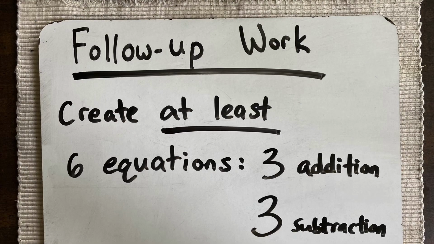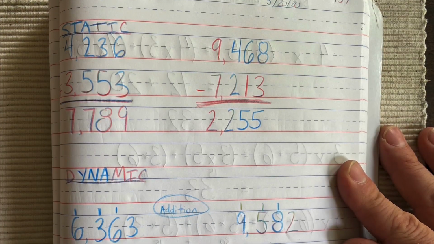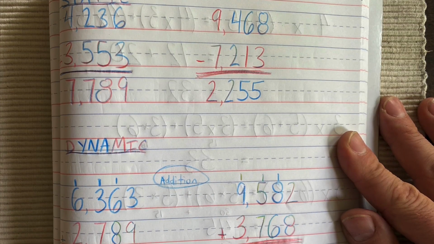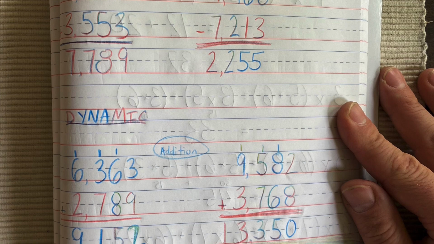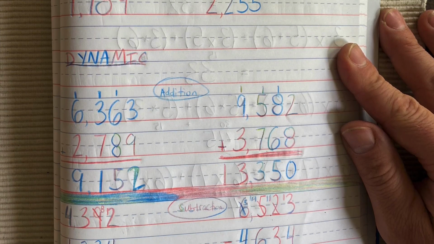Now, let's check out some of the follow-up work required for this lesson. We are asking you to create 6 of your own equations, 3 addition, 3 subtraction, and record them in your notebook as you see here. They should be 4-digit equations, and they could be really any numbers, dynamic or static, but they are all exploring the abstract approach to math and addition and subtraction.